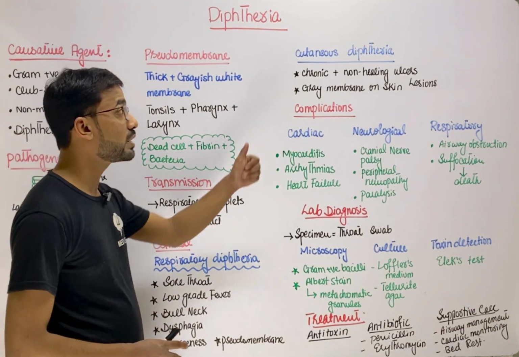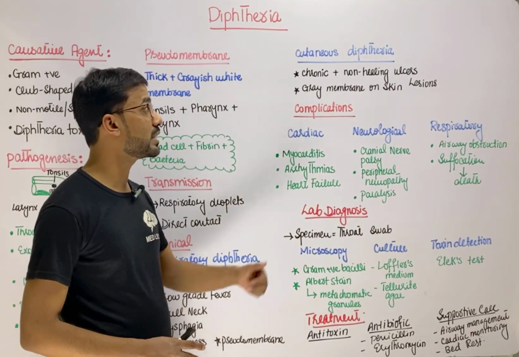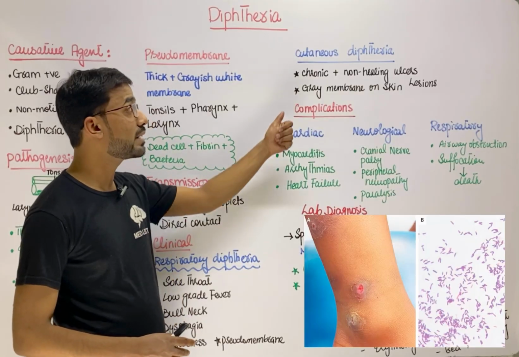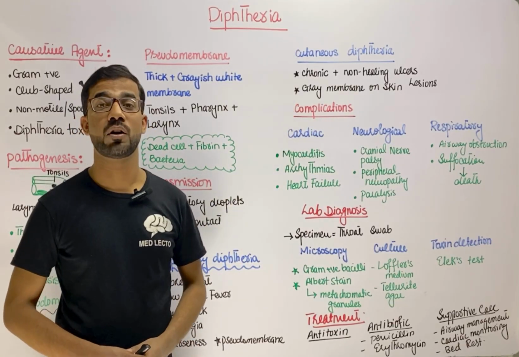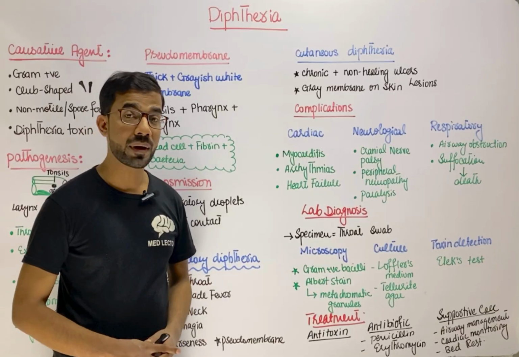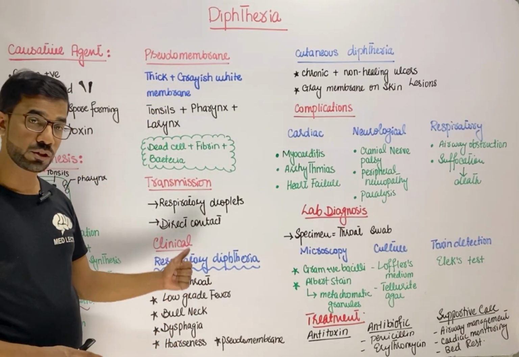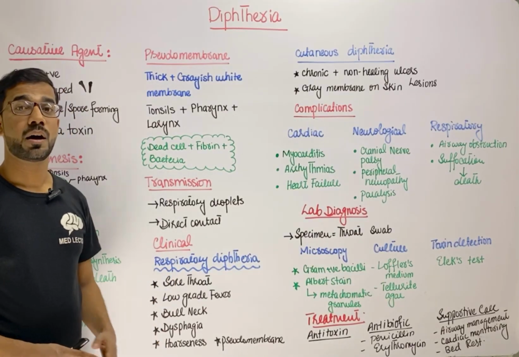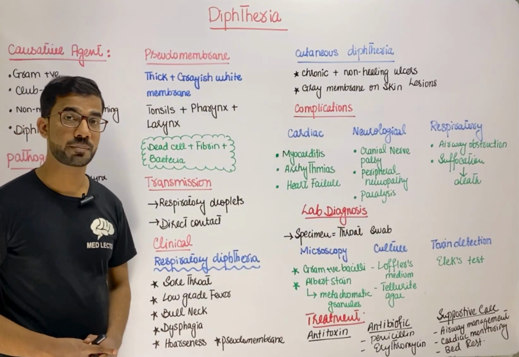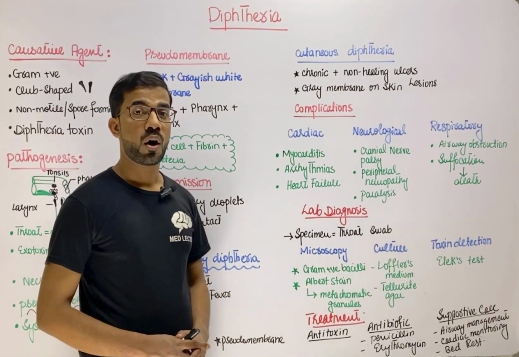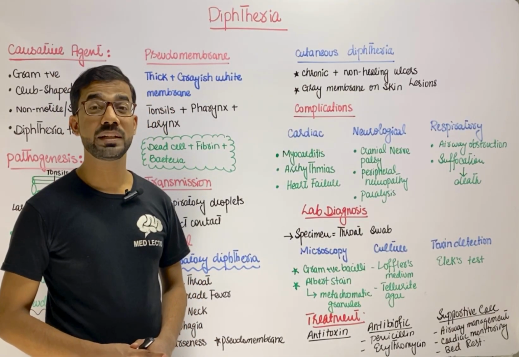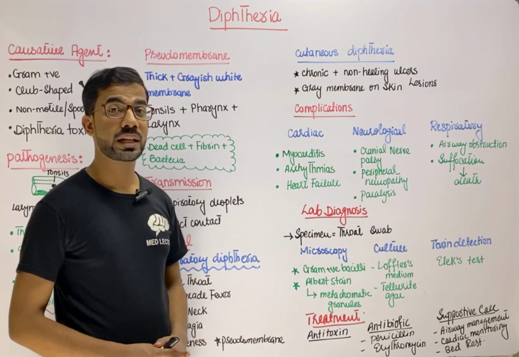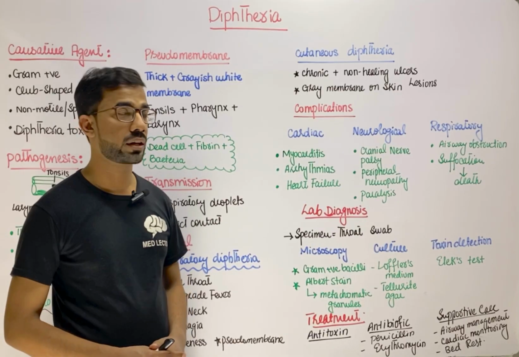You can also see the cutaneous diphtheria. In that case, you see chronic non-healing ulcers on the skin, and a grayish membrane on the skin lesion will also be seen. But the common one will be the respiratory diphtheria, and you have to learn all these manifestations regarding the respiratory diphtheria. And after that, what will be the different complications after diphtheria? So basically, toxin can enter the blood and it can affect the other organs as well.